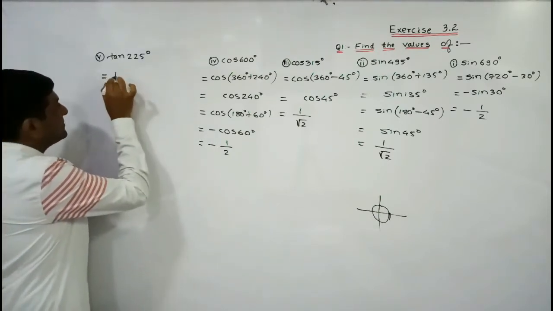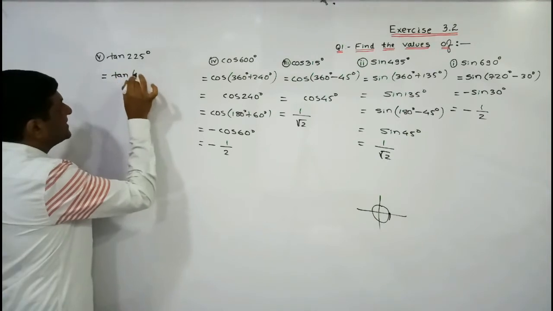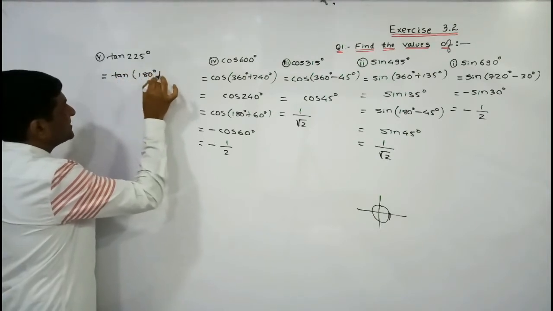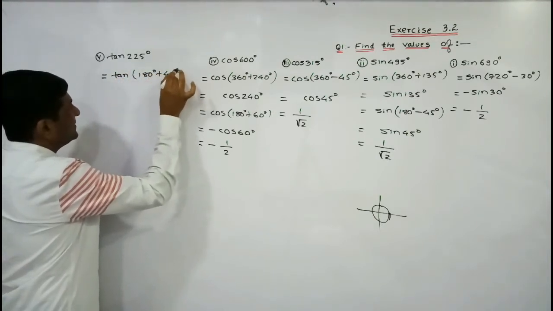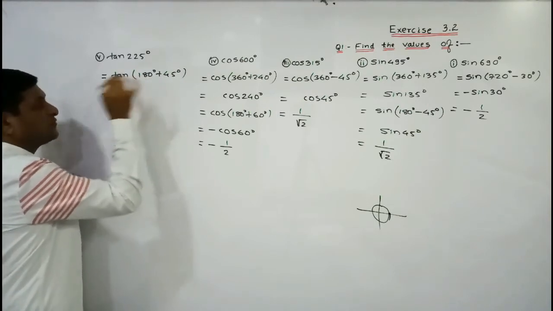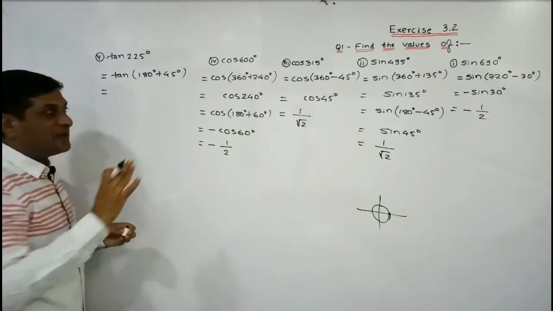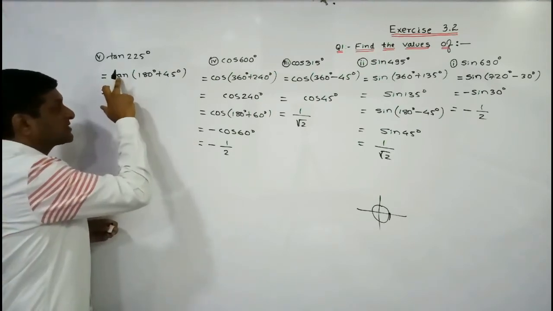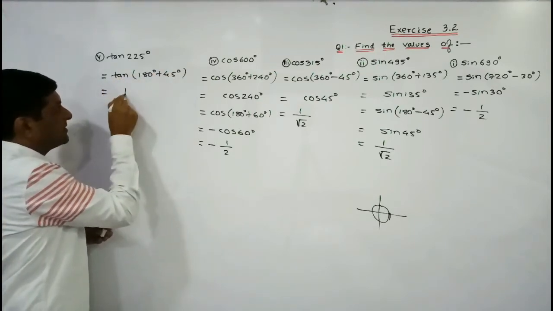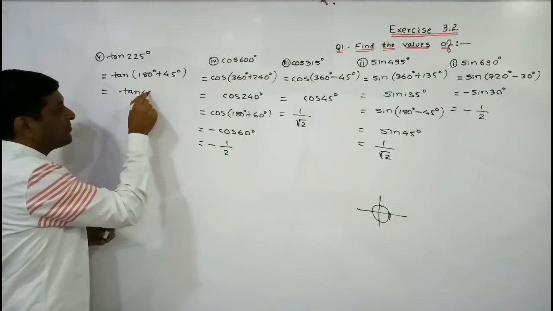So here tan, keep it as it is, 225 degrees can be written as 180 plus 45. So here first term is 180. 180 means what? Pi. And if first term is pi, at that time value of trigonometric function remains as it is, tan(pi plus theta) will be equal to tan theta. Theta is here 45 degree.